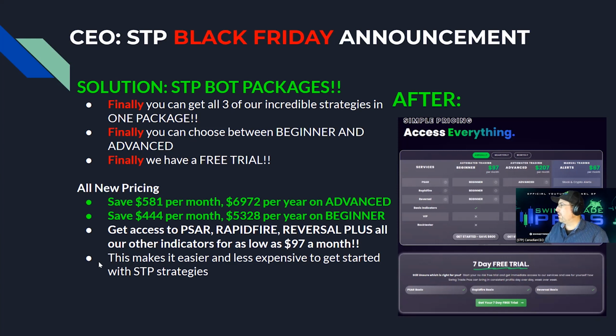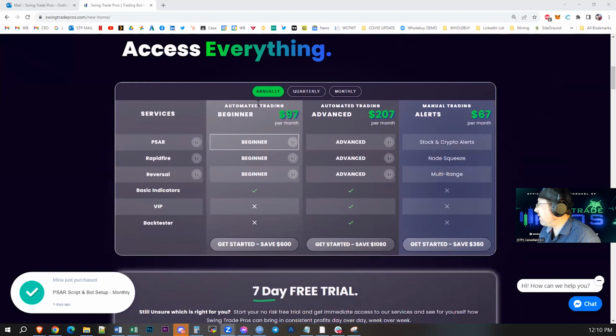All right, and so the beginner package, okay, SAR beginner, rapid fire beginner, reversal beginner, and the basic indicators, $97 a month, guys. It's amazing. Okay, this is the same price as rapid fire was. SAR is $297 a month. You're getting SAR, rapid fire, and reversal for $97 a month. It's amazing.